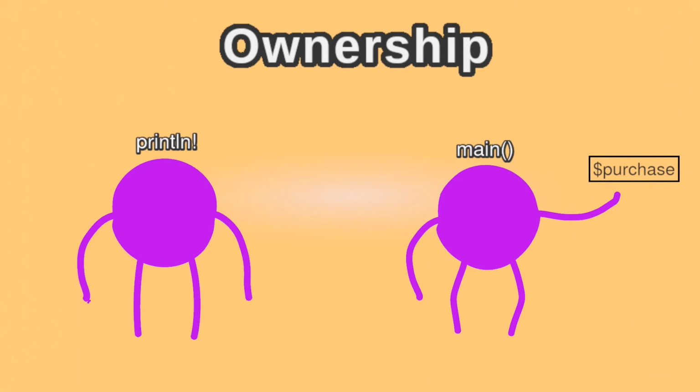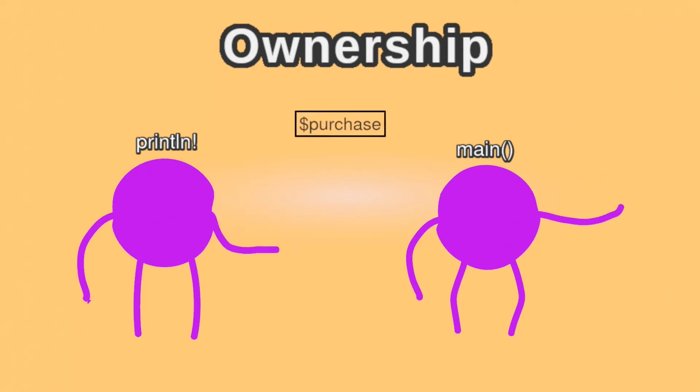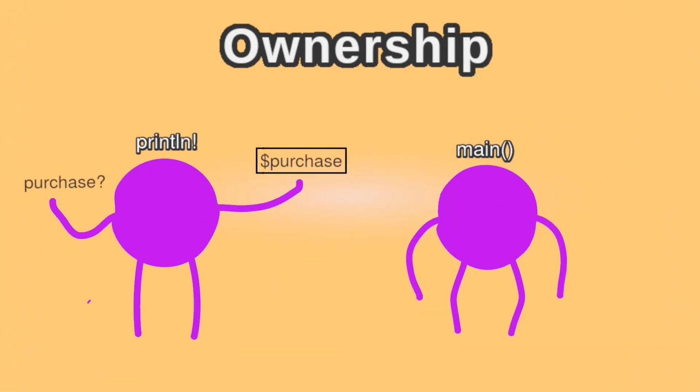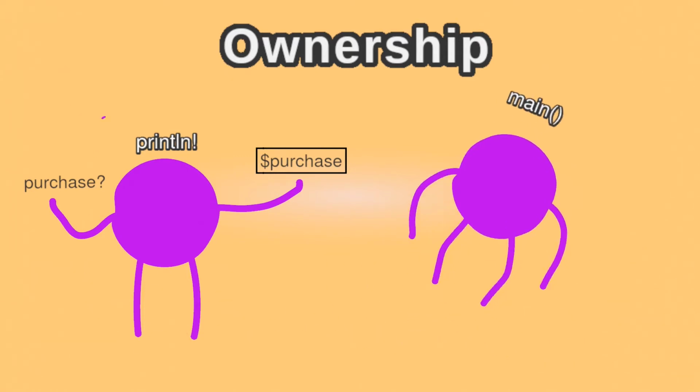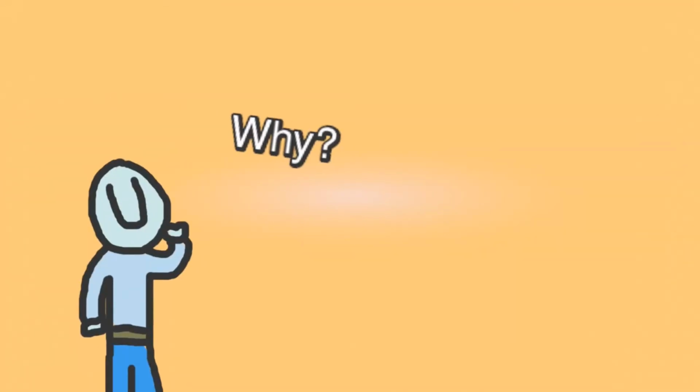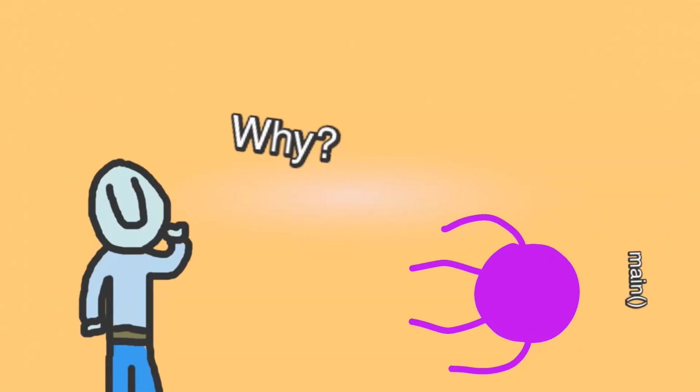Finally, it uses that new data to call the println function. However, println also asks for purchase, which the main function no longer owns. This is what causes that error. Of course, again we ask, why? This seems arbitrary. The primary answer to that is memory management.